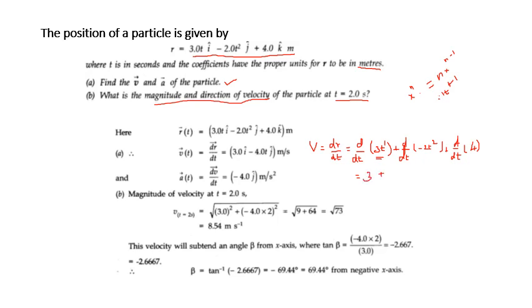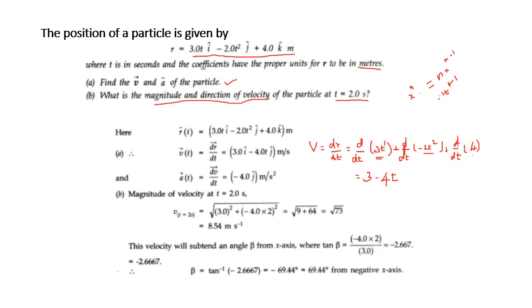Sorry, this is minus. We have a minus term in between. So minus 2t squared. So t to the power 2, so 2t to the power 2 minus 1. You have 2 multiplied by 2, so 4t. So minus 4t. And 4 is a constant. If you differentiate a constant with respect to time, you will get 0. So this is your velocity, students.